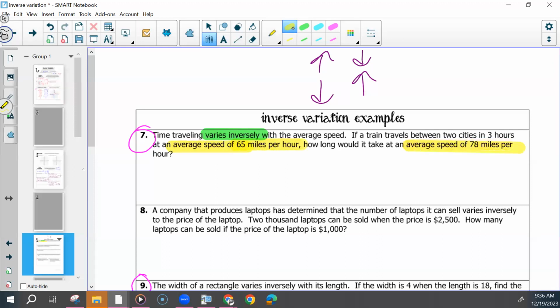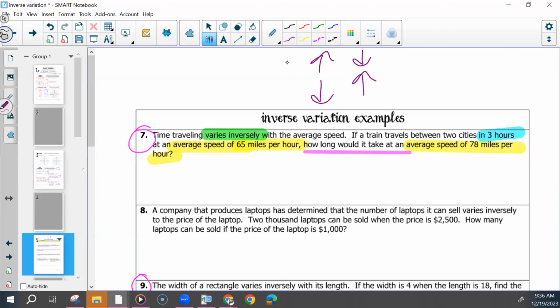Average speed of 78 miles per hour. The 2 city start, that's not really important, but the 3 hours is. So, how long would it take? Right, if you want to highlight the time traveling and the average speed at the beginning, you can also do that.